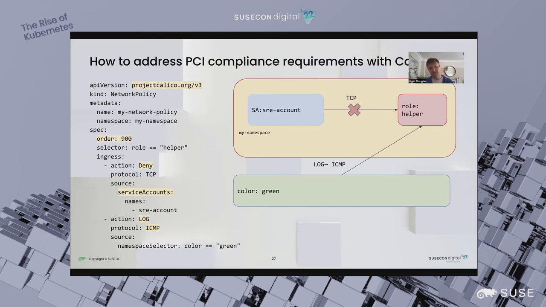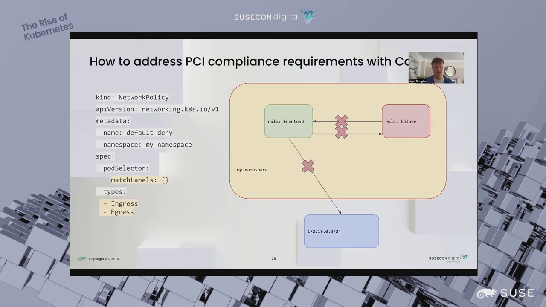But from the compliance perspective, you want to deny, and you can do it based on service account. You can do it based on label to label. You can deny on the whole network namespace if you want to do something like that. But how we target the workload, you can see here, is selector role equals helper. So that's what we're targeting, the workloads via the selector, and then we apply the ingress or egress rules on it.